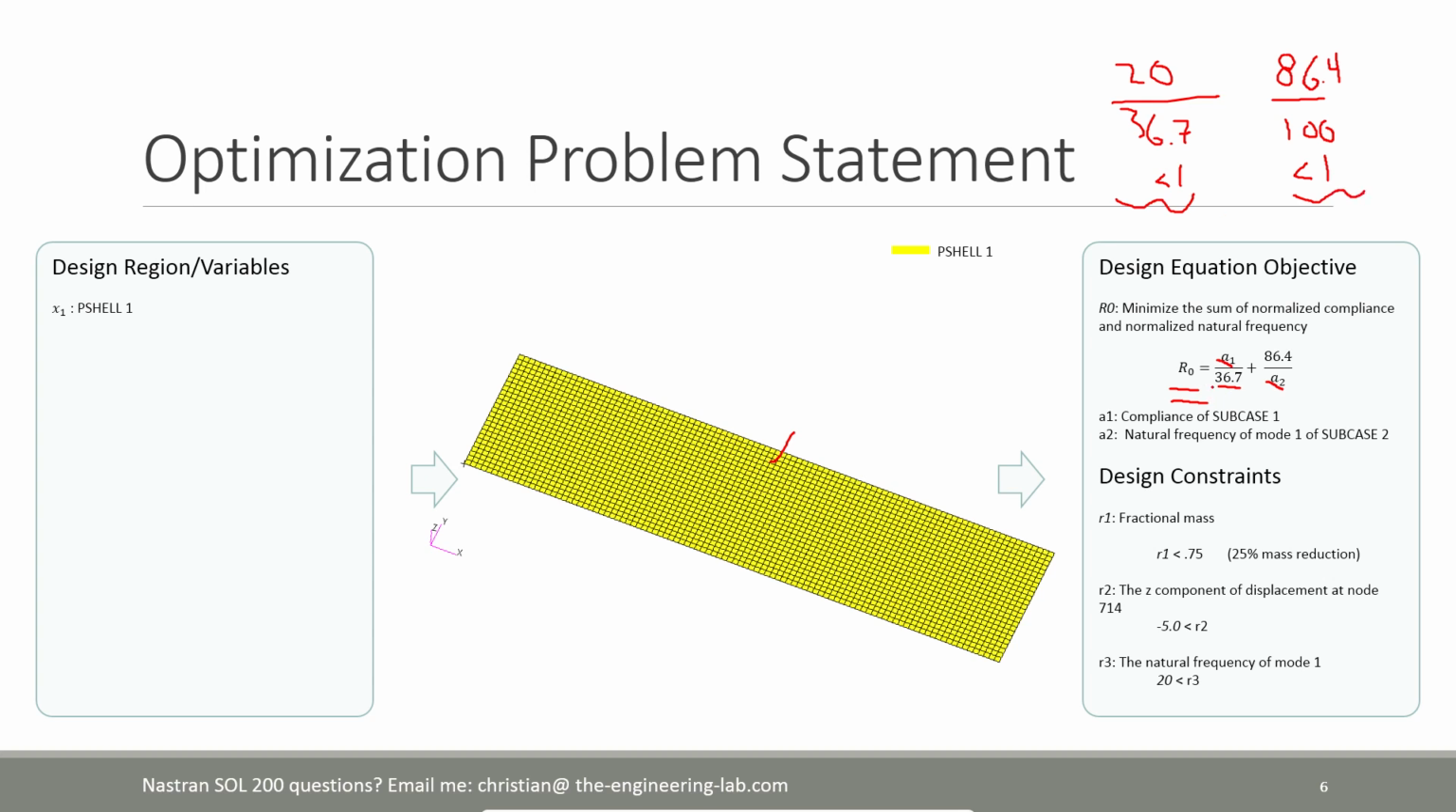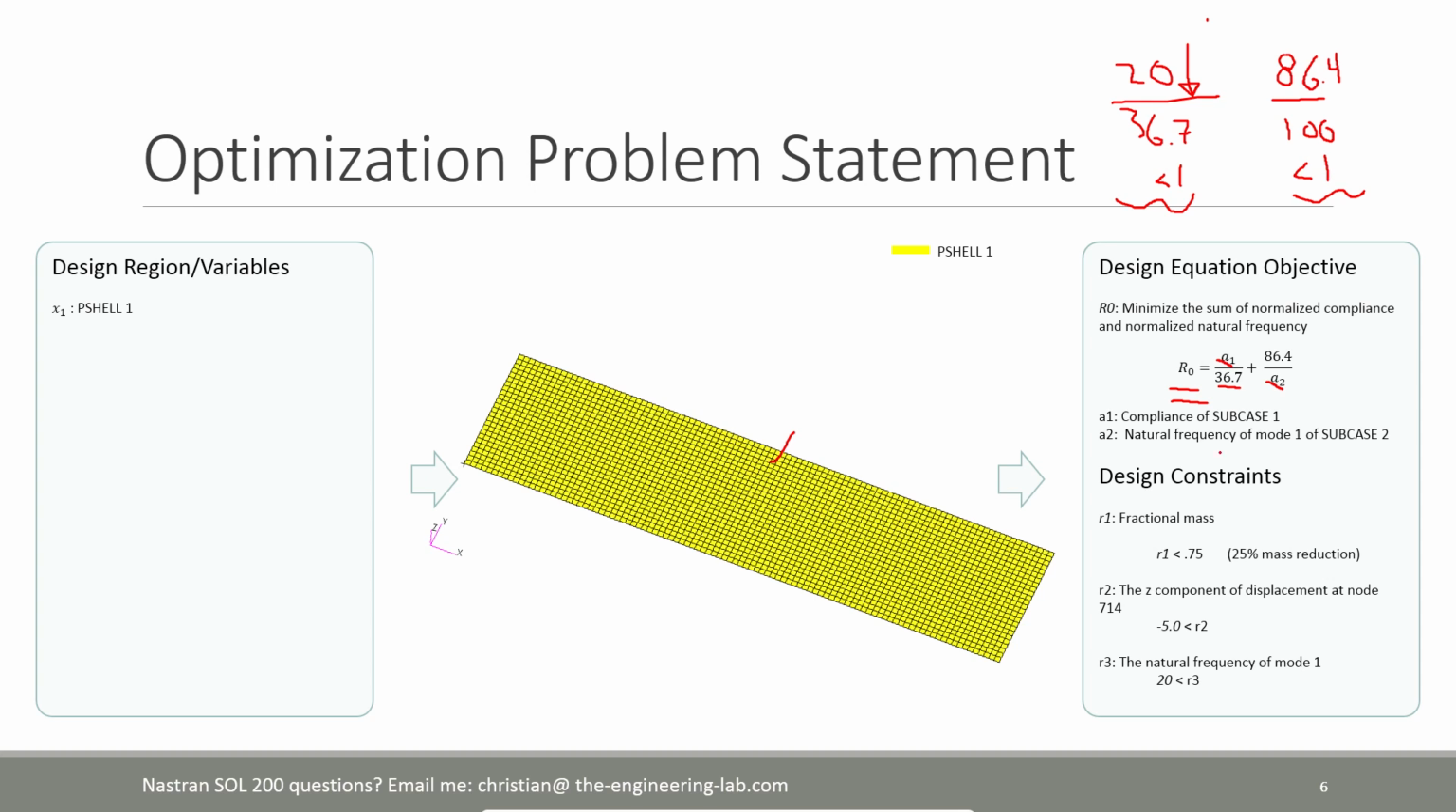So our objective here is to minimize this expression. When we minimize this expression, we are decreasing the compliance, which is increasing the stiffness, and we are increasing the natural frequency, so we get this term to be decreased.